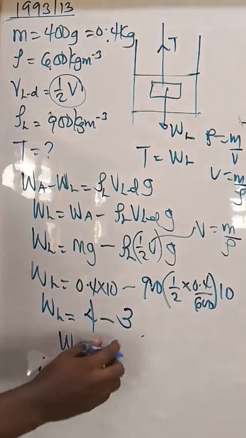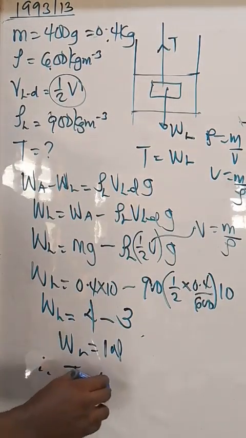So that will be 1 Newton, which is tension in the syringe.